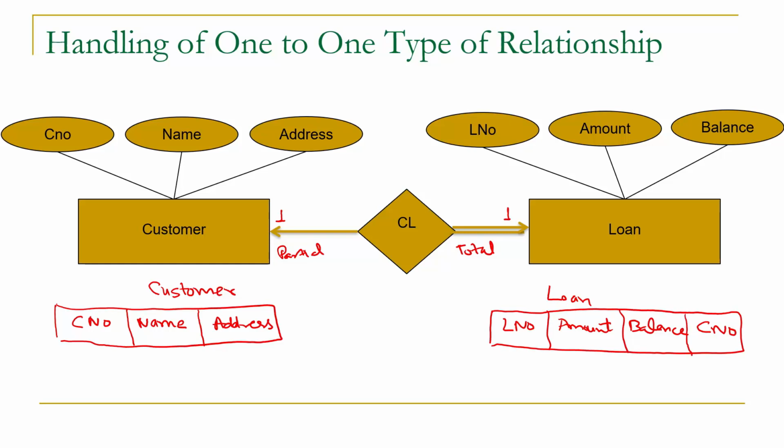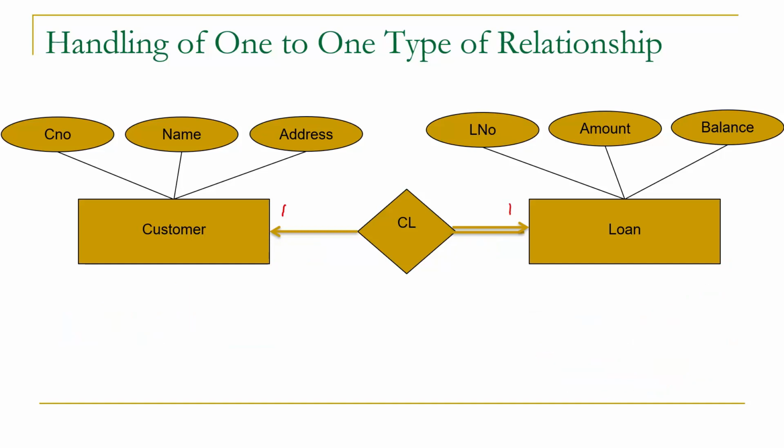And we will copy the primary key of customer towards the entity set of total type. So the customer primary key, that is C number, will be copied in the loan table. So the loan table will have four columns. For every loan number there will be one amount. For every loan number there will be one balance, and for every loan number there will be one customer number. So if we have an entity set with total participation, then the rule is to always copy the primary key of the entity set having partial participation towards the entity set having total participation.